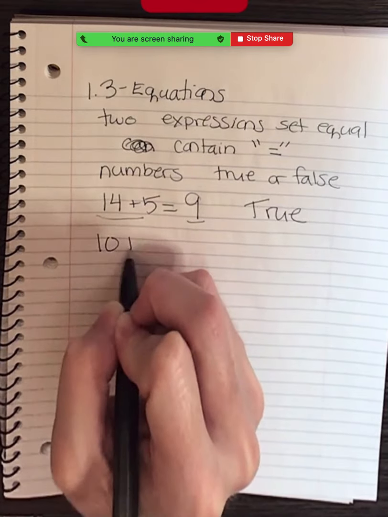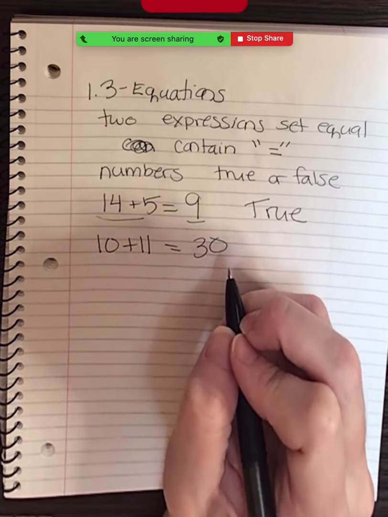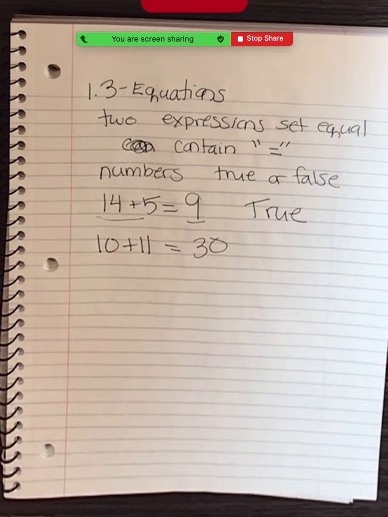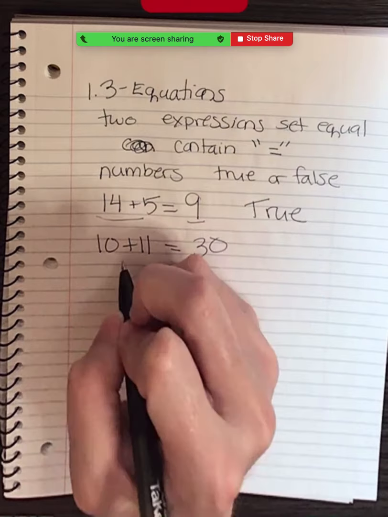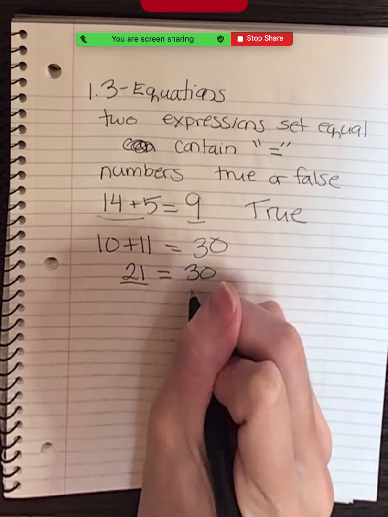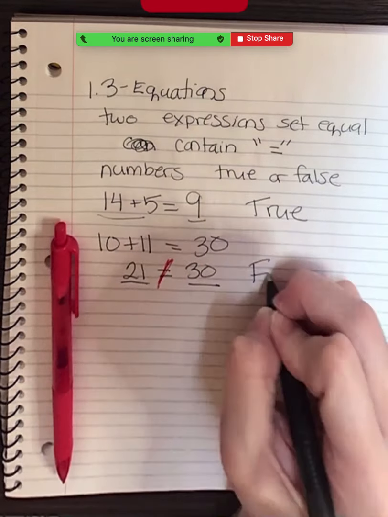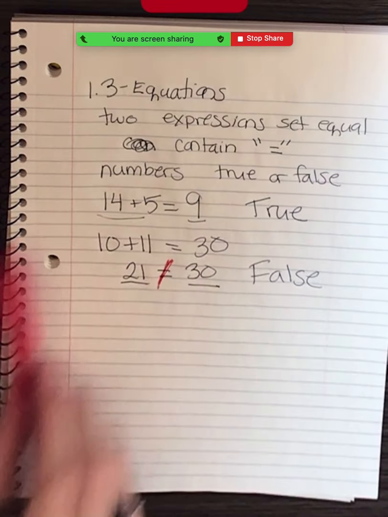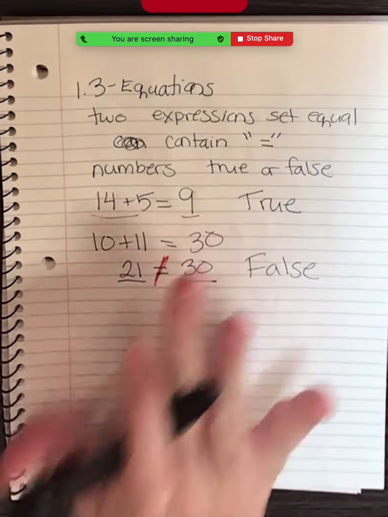If we have 10 plus 11 equals 30, we want to decide if this is true or false. Does 10 plus 11 in fact equal 30? If we add that, we would get 21. So the number on the left does not equal the number on the right. We would put an X through it and say this is false, because the left doesn't equal the right. When it's numbers, it's pretty easy to decide if it's true or false.